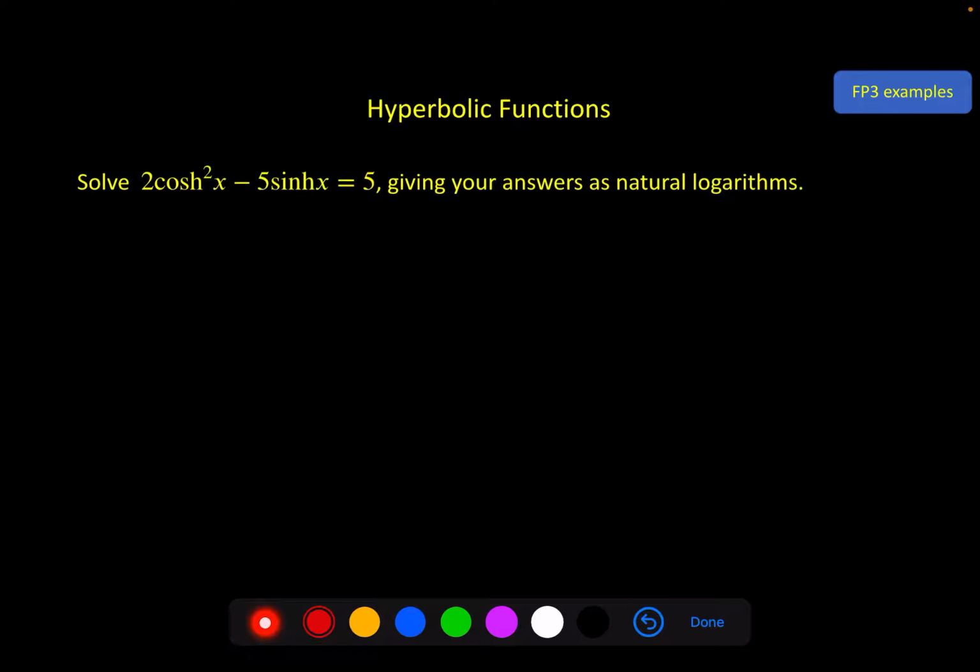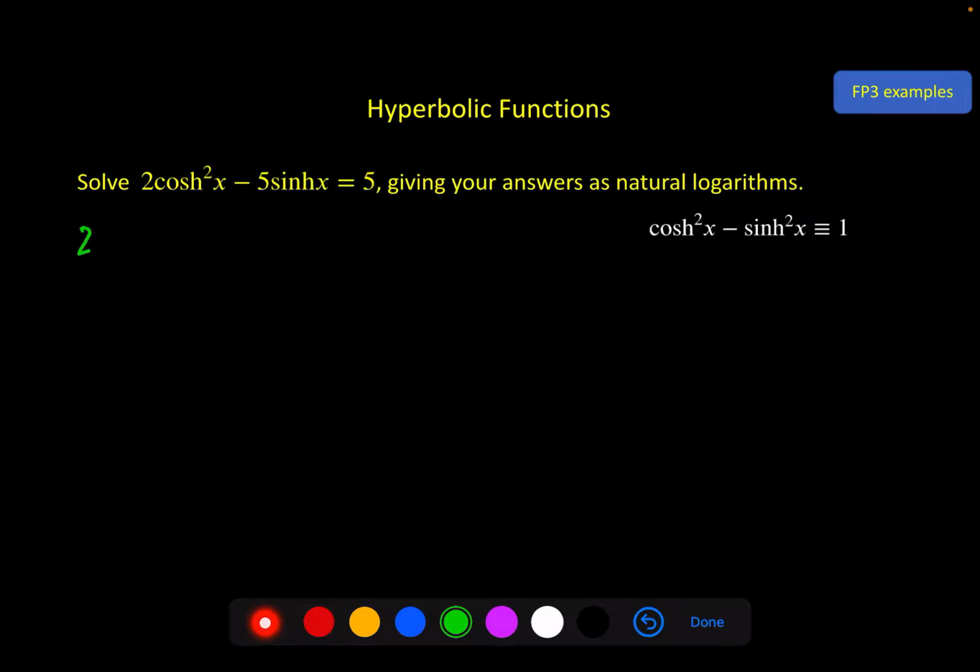similarities with a trigonometric equation. If you can change a cosh squared into a sinh squared, it becomes a quadratic in sinh. So let's use the identity that we know from our previous video to help us change this. So cosh squared will be 1 plus sinh squared. Remember, that's different to the trigonometric version of this hyperbolic identity.